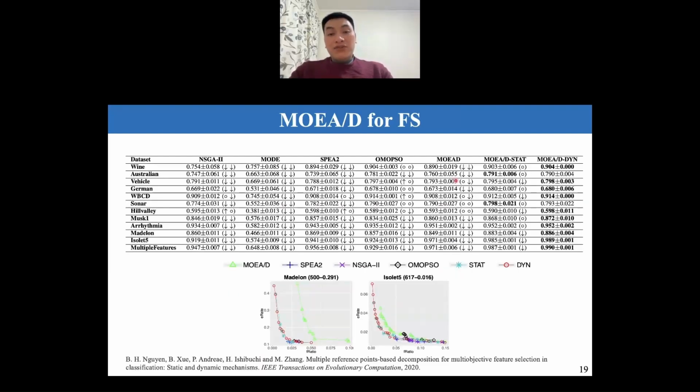We apply the idea to feature selection, and we found that using reference points can significantly improve performance over using the EMO algorithm alone, and using the dynamic one can improve performance even further than using only static reference points. Okay, and that is the general idea for using a decomposition mechanism for feature selection.